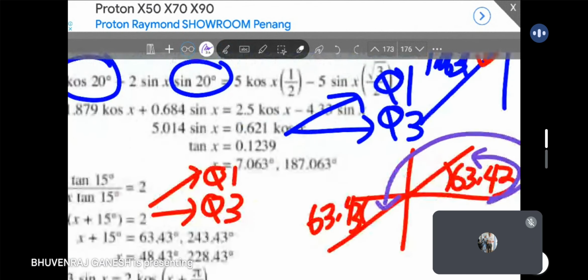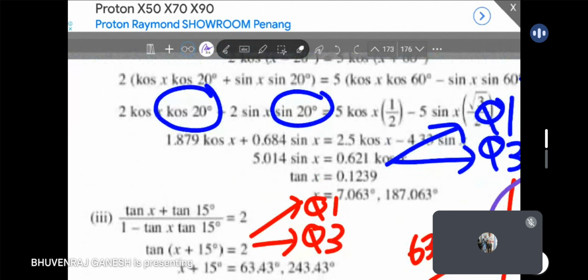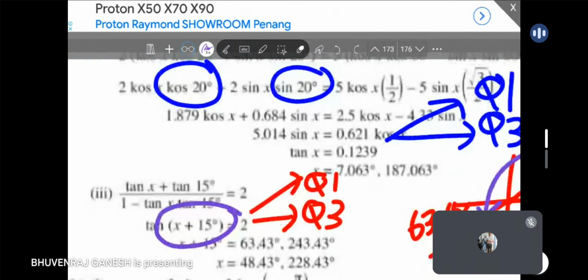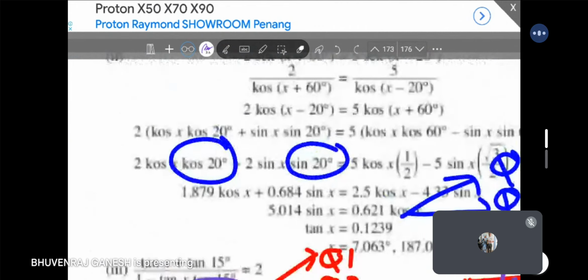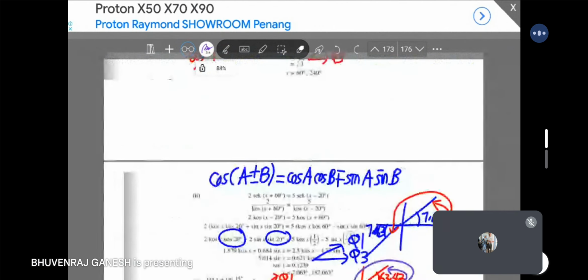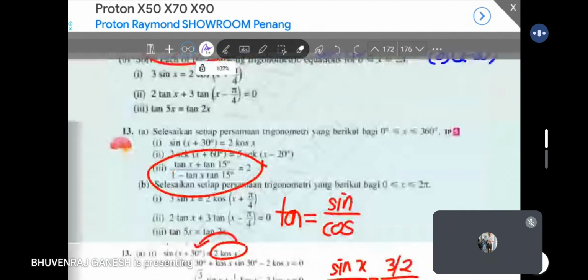Okay, so the answer is, you must remember the angles over here are for x plus 15 guys. Sudut dia untuk x tambah 15. So you need to minus 15. Kena tolak 15 untuk cari nilai x yang sebenar. Okay, so your actual x value should get 48.43 and also 228.43. Okay, so that's the answers. All right.